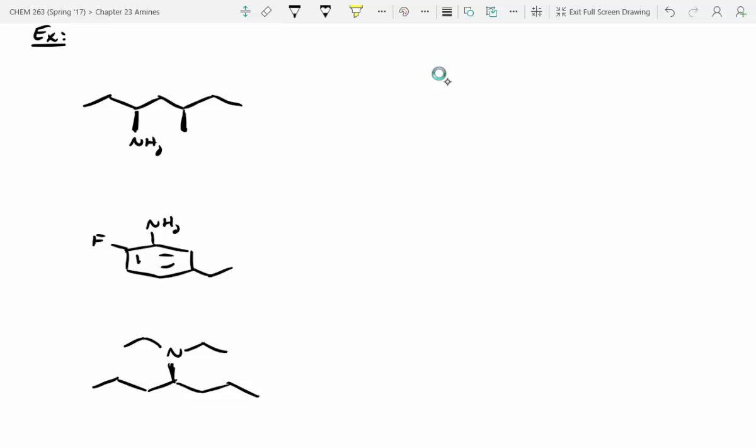Who thinks they got the first one? All right, let's quickly go through the first one. Should we number going right to left or left to right? Left to right. We want the amino to be at the lowest possible position, so I'll go 1, 2, 3, 4, 5, 6, 7. So we've got a heptane backbone.